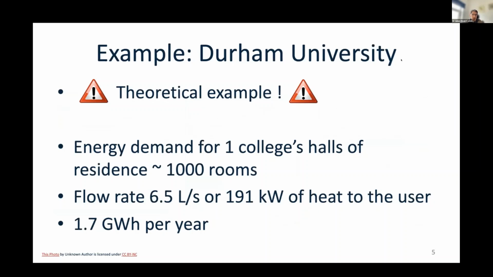And what I've done is I've taken the energy demand from one college's hall of residence, around 1,000 rooms, and took the yearly demand and divided this over the year. That gives us a flow rate of around 6.5 liters per second to provide around 200 kilowatts of heat to the user. And that's around 1.7 gigawatt hours per year. So it's quite a small system as far as mine water geothermal goes.